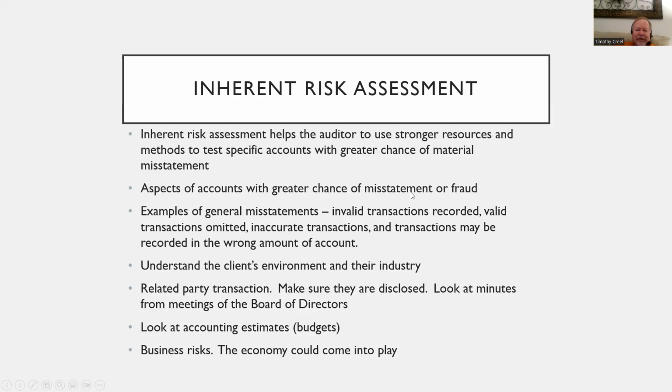Aspects of accounts with a greater chance of misstatement or fraud. Accounts that have a greater chance of misstatement or fraud could be larger accounts with larger balances, accounts with very few transactions, accounts with lots of transactions, or maybe an account that would have a balance that's just the opposite of what it should be. One of the things you tend to look for as an auditor is expense accounts with a credit balance, because that's not their normal balance, or revenue accounts with a debit balance.